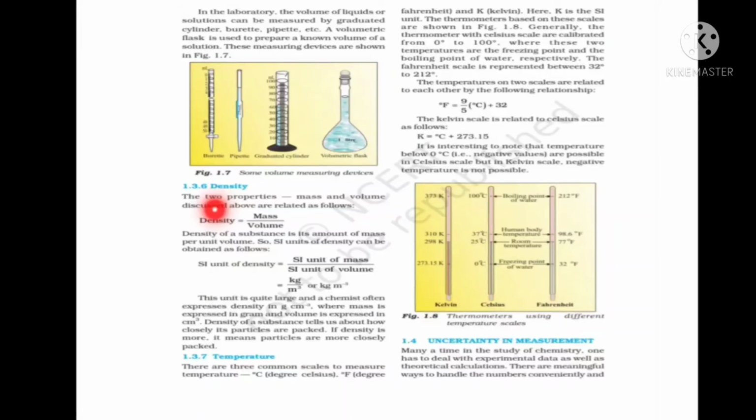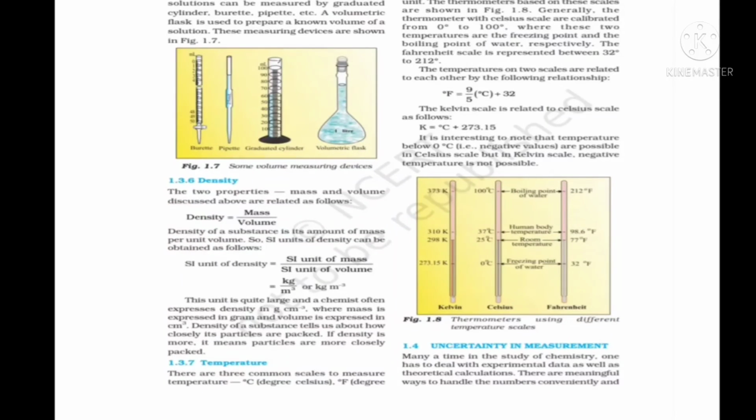Next physical quantity we are going to study is about density. We have discussed about mass and volume. Density is related to mass and volume. Density of a substance is defined as mass per unit volume. Density equals mass by volume. Density of a substance is its amount of mass per unit volume.